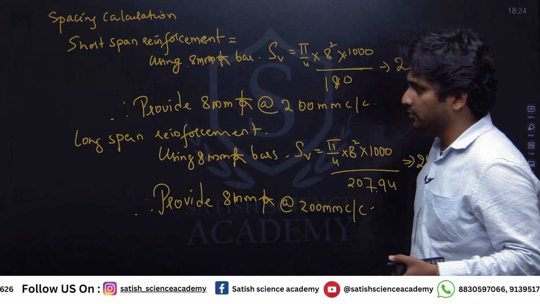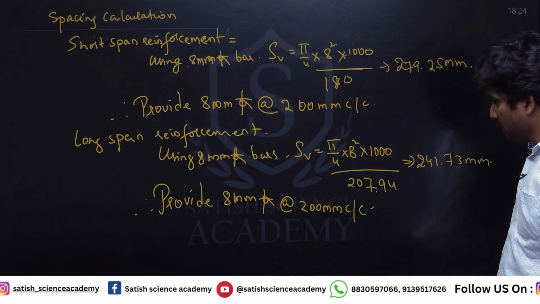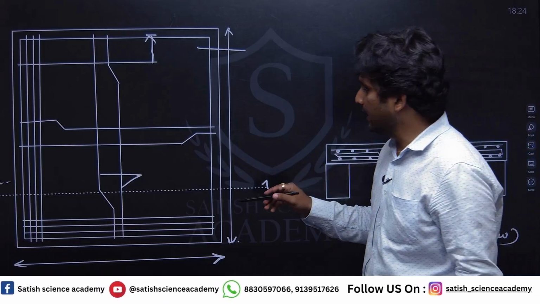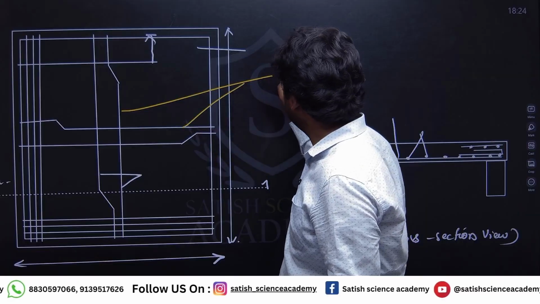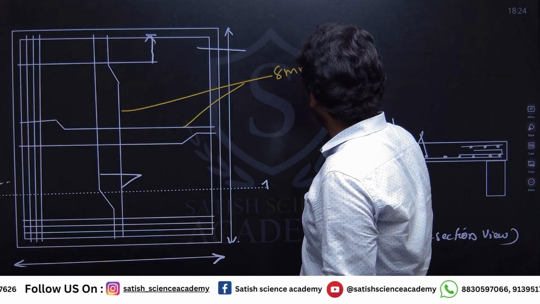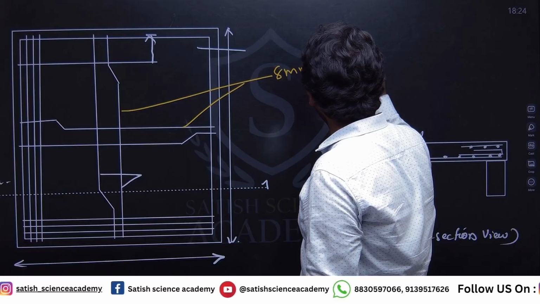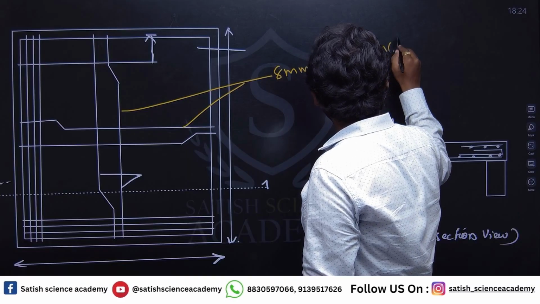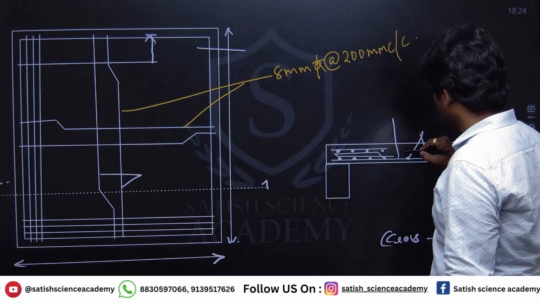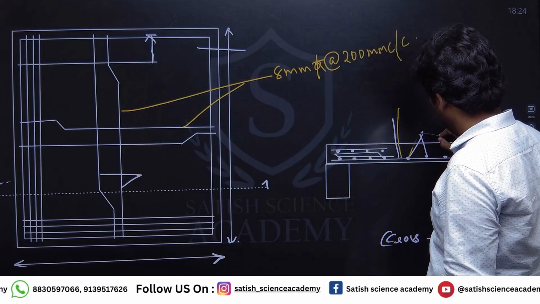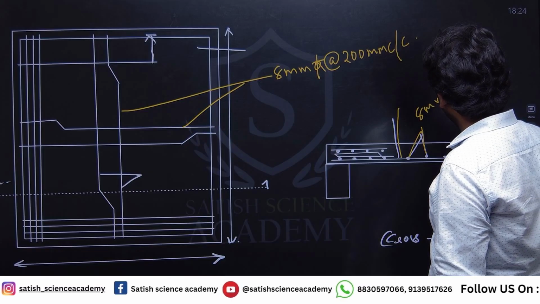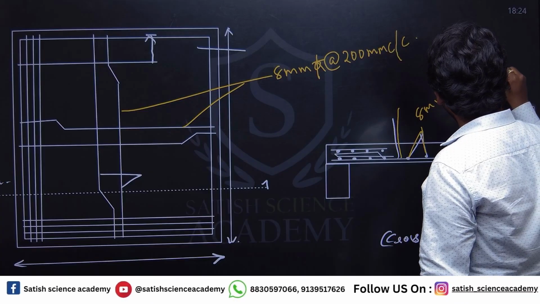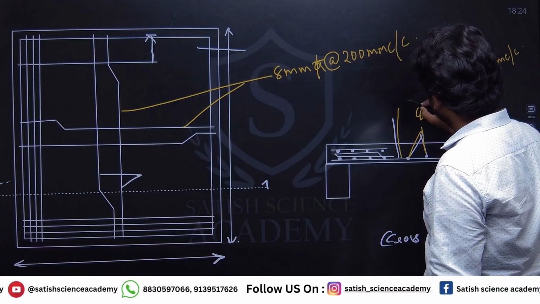Now the reinforcement detailing: on both sides you will get the same reinforcement. So these all are the same, 8 mm dia at 200 mm center to center. This is also the same, 8 mm dia at 200 mm center to center.